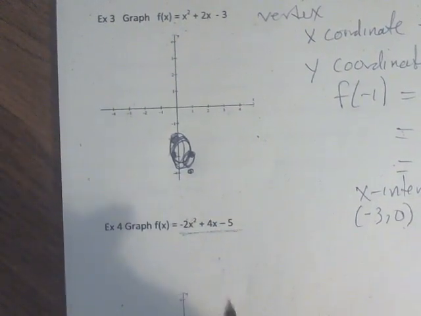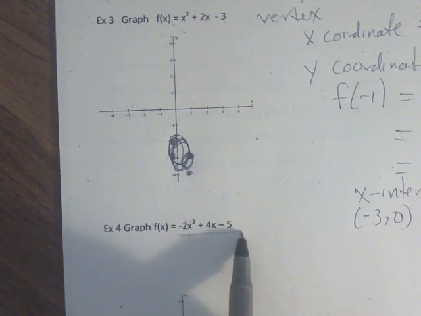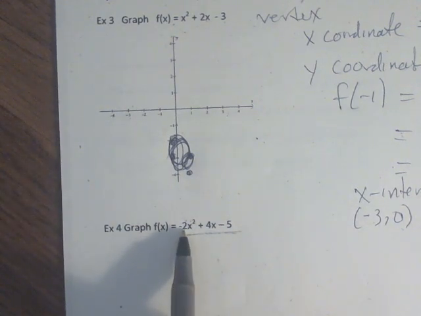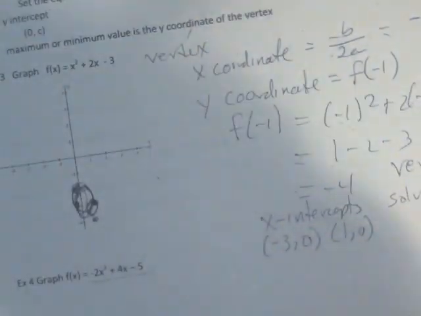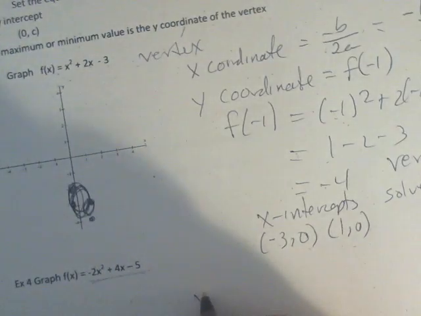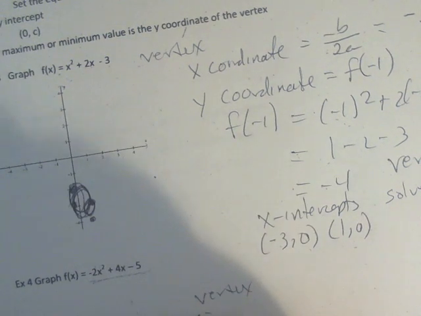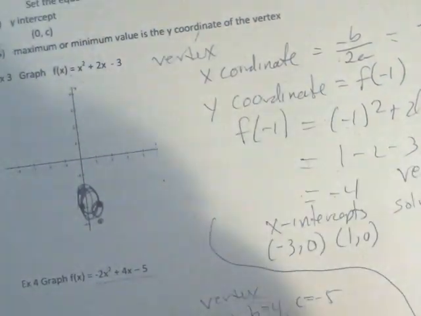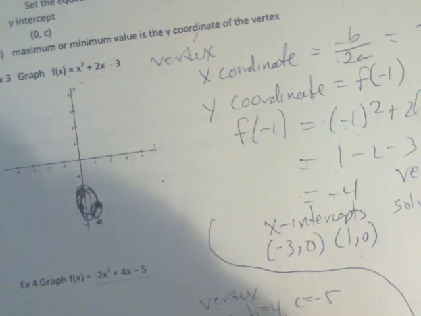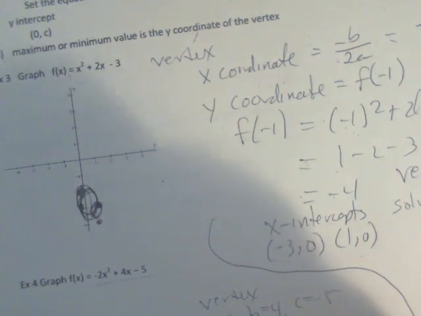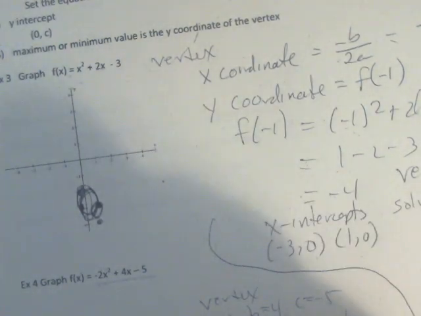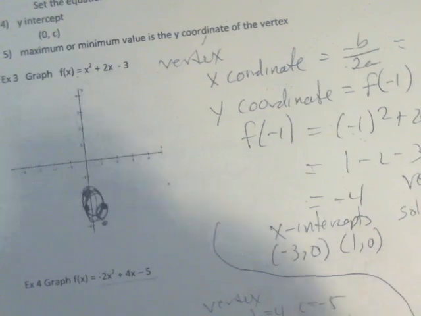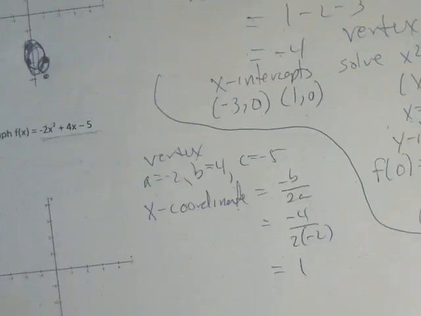All right. So that's graphing a nice one. Now let's look at one that might be a little bit more difficult, just because we're not going to be able to factor this, okay? And it's got a negative on the A, which means it's going to open down. So I'm still going to find the vertex. In this case, A is -2, B is 4, C is -5. So my x coordinate is minus B over 2A, which is minus 4 over 2 times -2, which comes out to be +1.